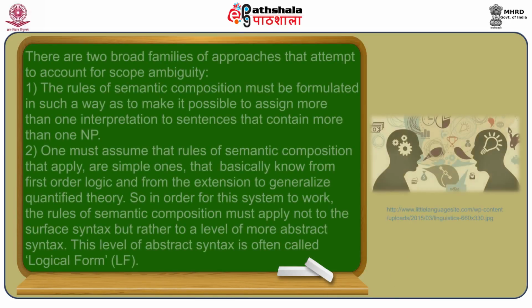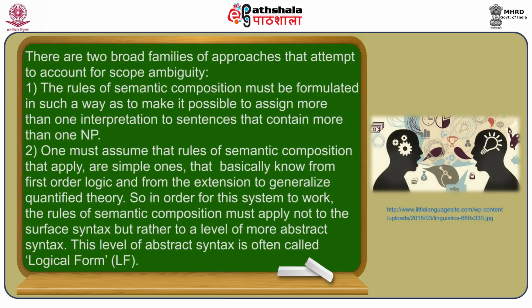Now, there are two broad families of approaches that attempt to account for scope ambiguity. One assumes that the rules of semantic composition must be formulated in such a way as to make it possible to assign more than one interpretation to sentences that contain more than one NP. There are various ways of doing this. There is no one account in this general family of approaches. But the basic idea that they all share is that you assign more than one interpretation to sentences that contain more than one NP.